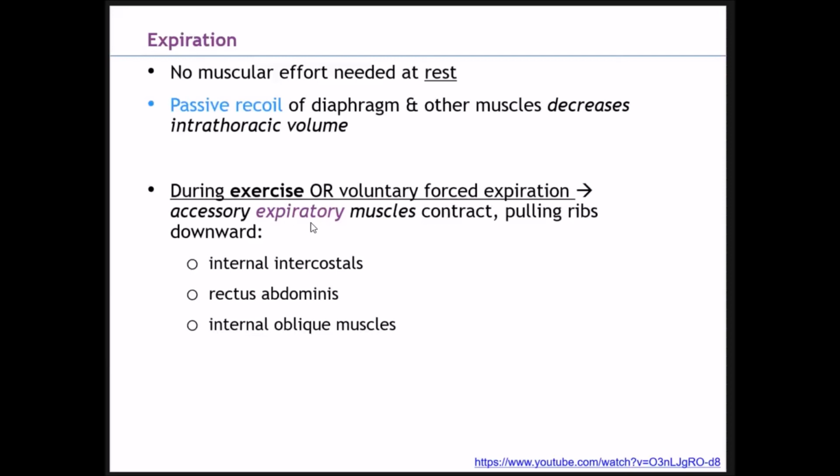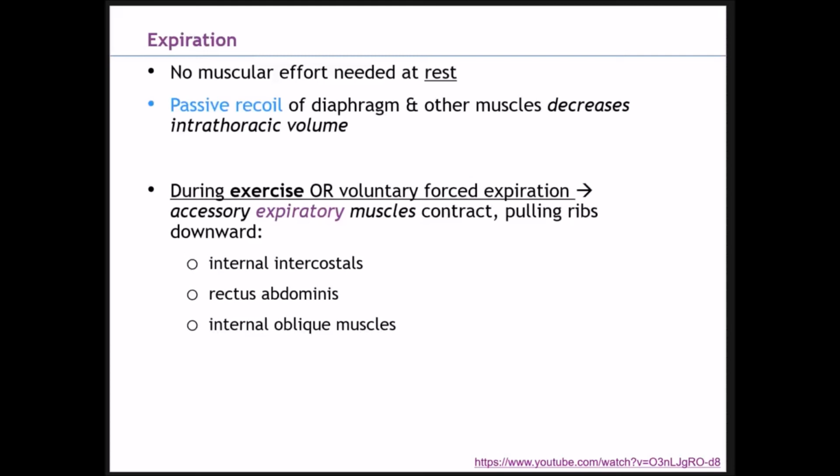So internal intercostals are also located in between the ribs. The rectus abdominis is our front abdominal muscle, and then our internal oblique muscles are the bottom edge of our rib cage. So this is called our abdominal wall or the muscular corset. So the contraction of these muscles will increase interthoracic pressure and decrease cavity volume, so allowing that air to be expelled out. So the volume of air ventilated during exercise can be increased due to the contraction of the accessory muscles.